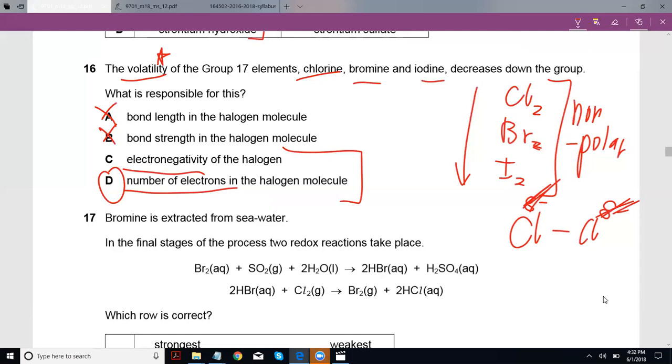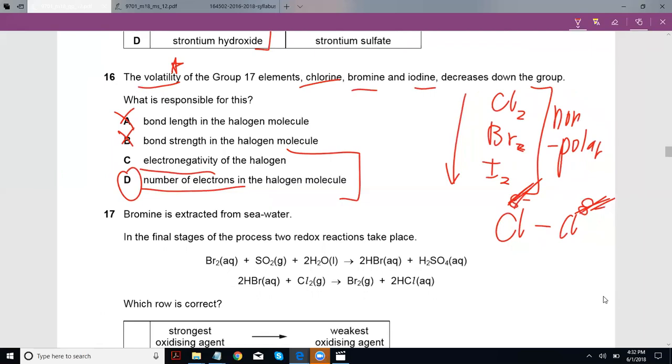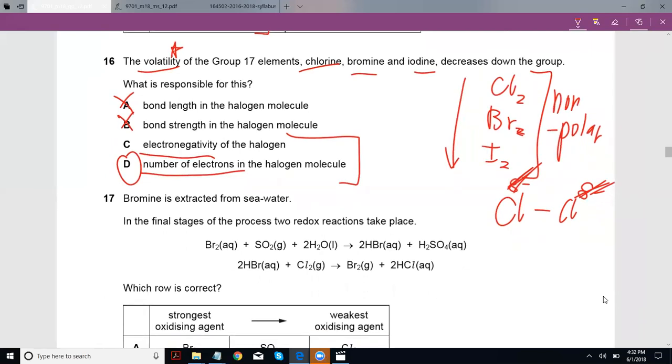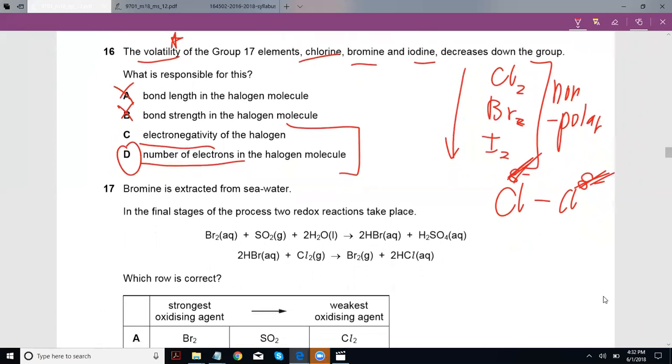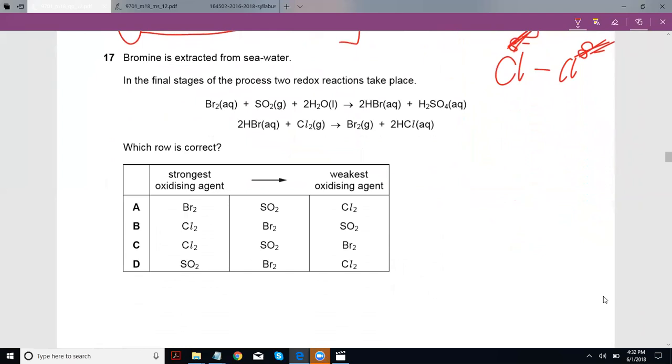So they don't have permanent dipoles. They in fact just have van der Waals forces, and van der Waals forces just depend on the number of electrons. Down the group, the number of electrons increases, so your boiling point goes up. It becomes more difficult for you to vaporize. So that's the idea.